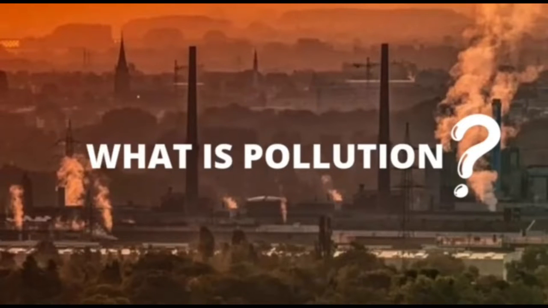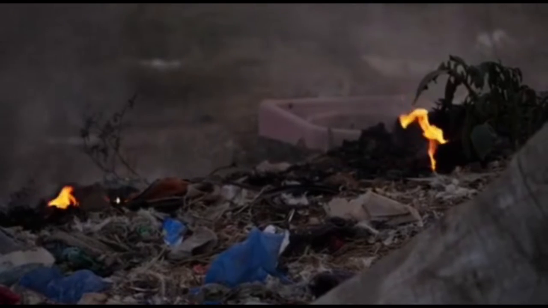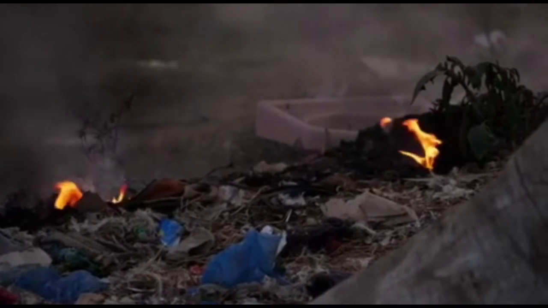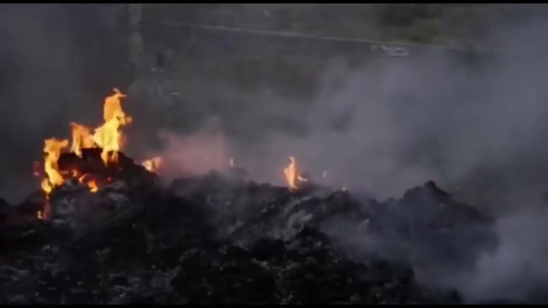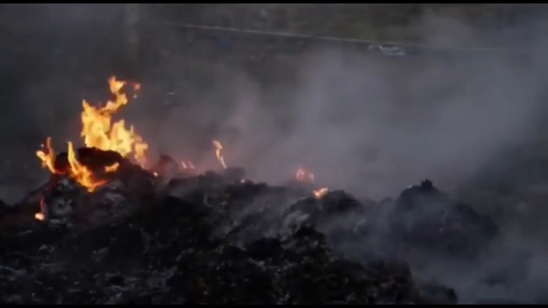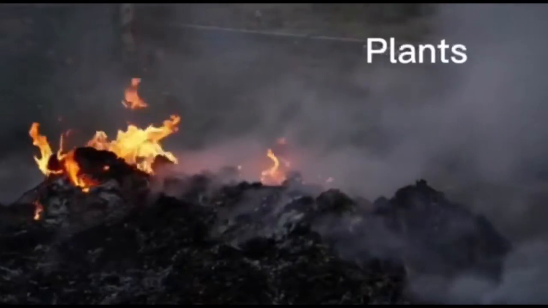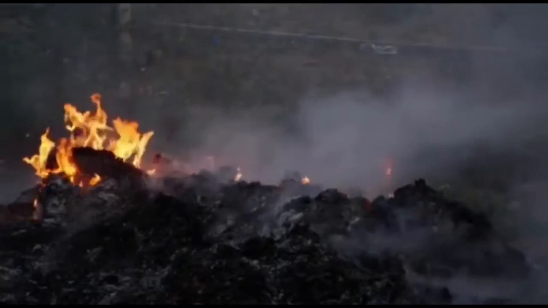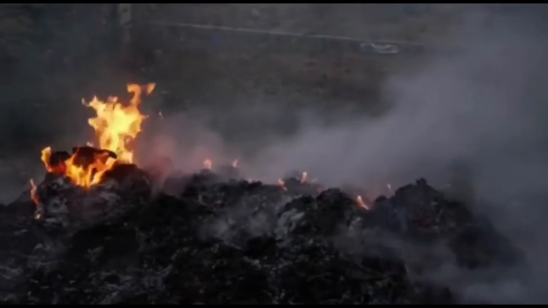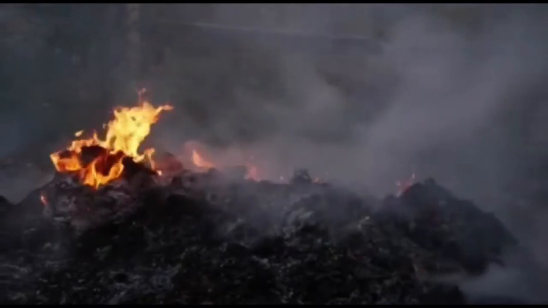What is pollution? If there are substances or a substance in the environment that is toxic and should not be there, there is pollution. Pollution includes pollutants or substances that are harmful to plants, animal and human health. Pollution is present when something harmful enters the environment faster than it can be dispersed.